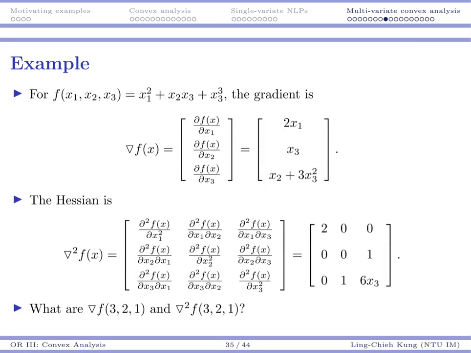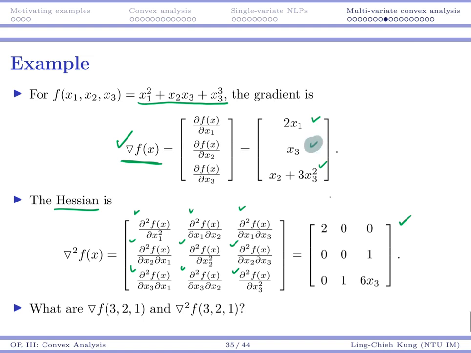This is just a numerical example to help you recall how to do the gradient and Hessian calculations. For this particular function, the first order derivatives can be collected to obtain your gradient, which is a vector. For the Hessian, you collect all your second order derivatives, and then you get this particular matrix. So the gradient and Hessian are functions of the variables.